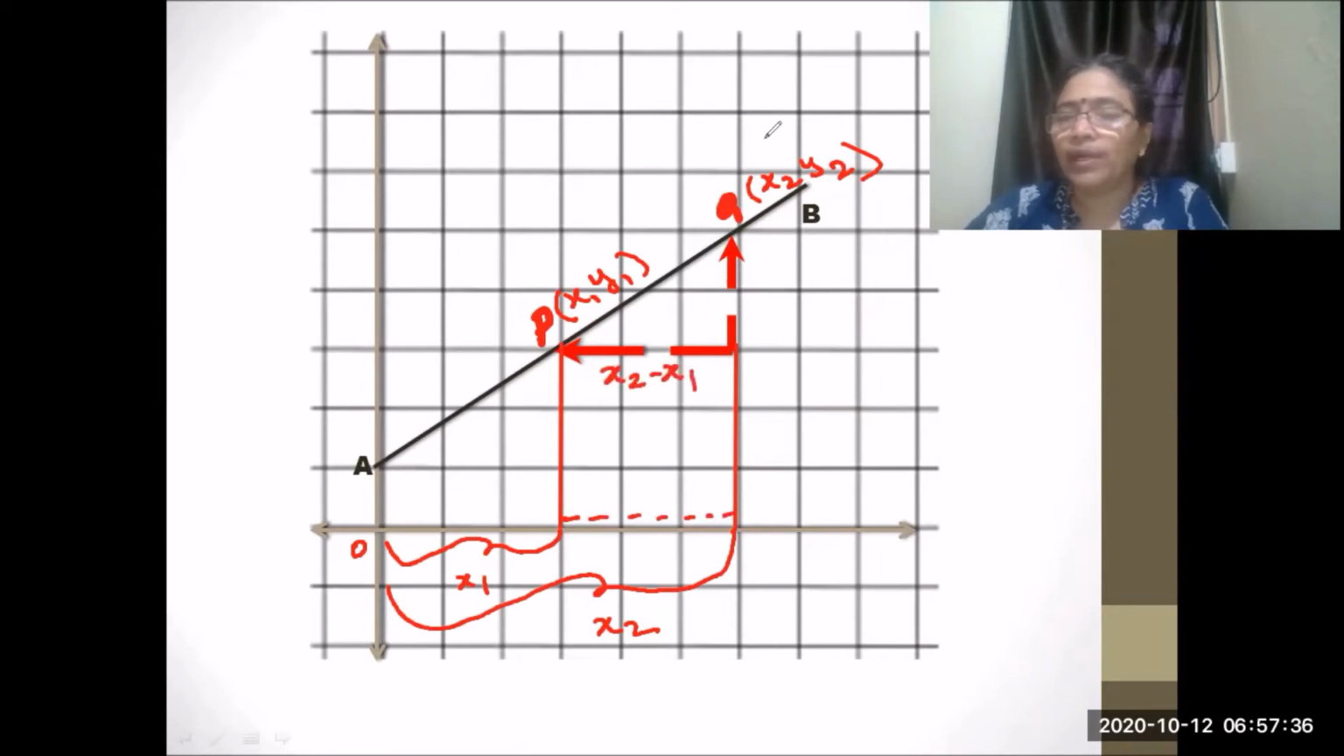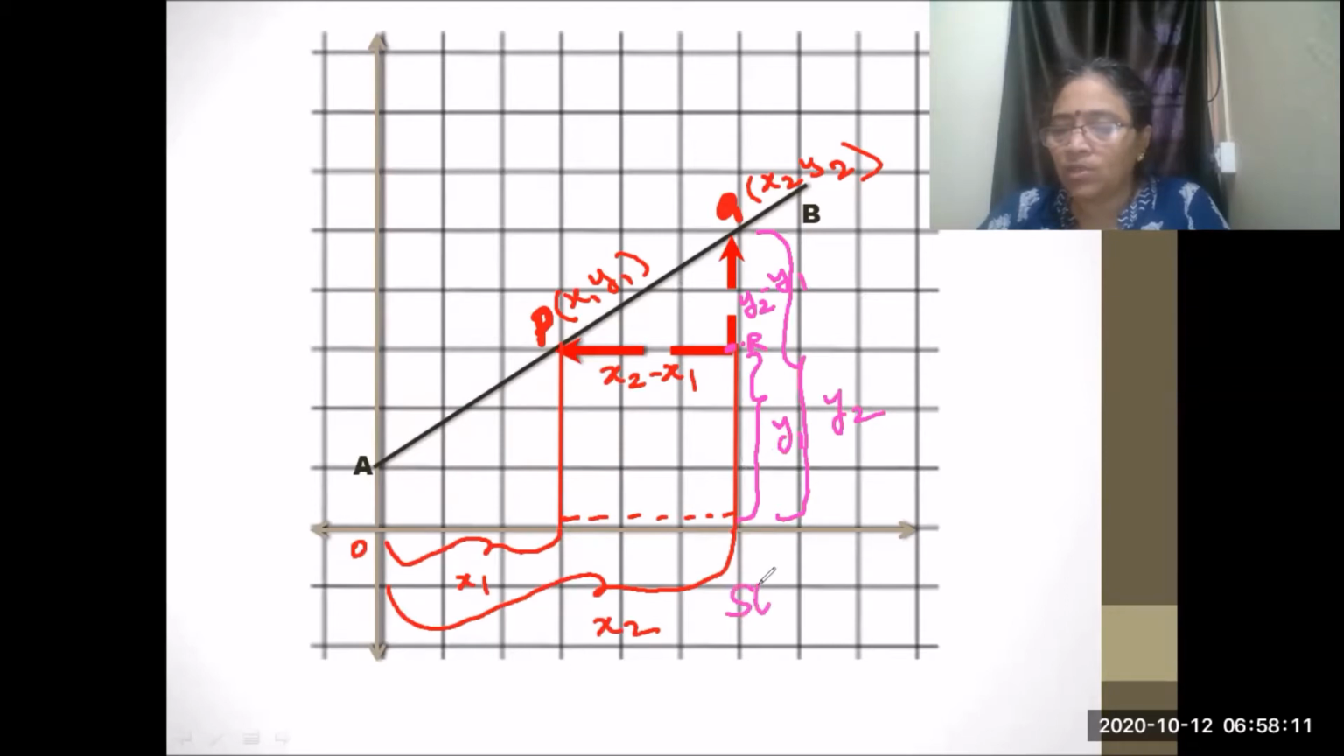Similarly, we can take it in the y-axis. The distance from this point, say R, to the x-axis will be y1, and from Q it will be y2. So what will be QR? QR will be y2 minus y1. The change in y over change in x is the slope.